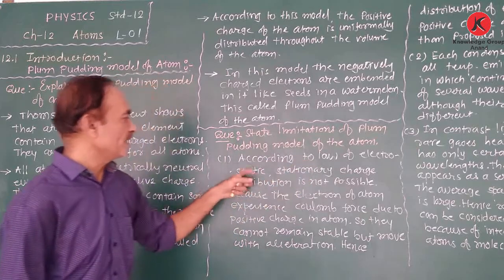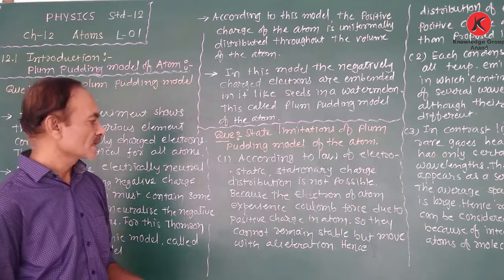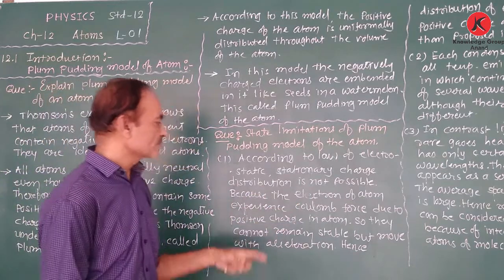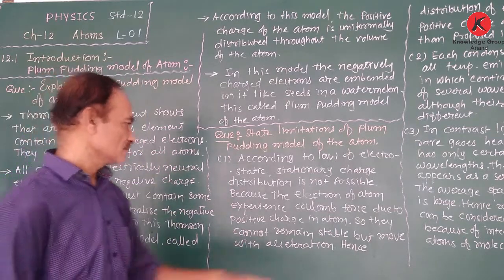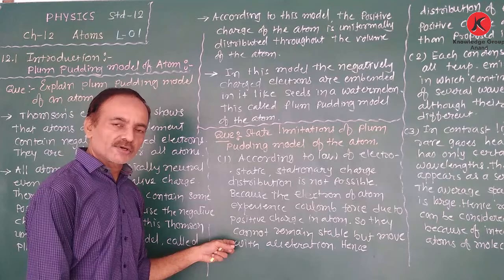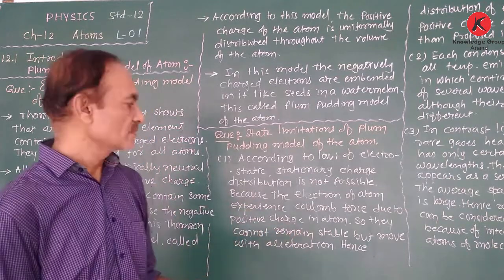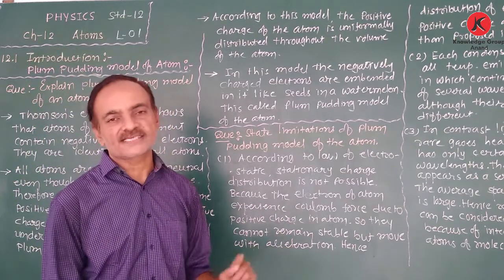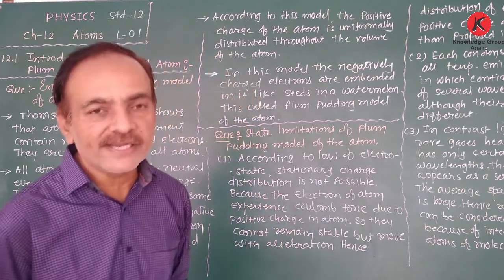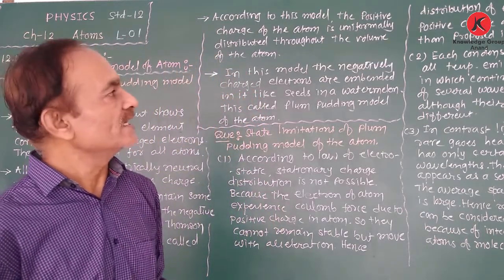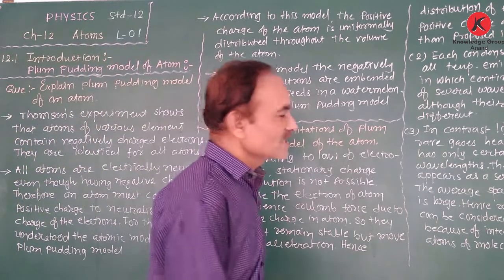Again, by the law of electrostatics, a stationary charge distribution is not possible because the electron of the atom experiences the Coulomb force due to the positive charge. So the electron and positive charge can't remain stable but move with some acceleration. Hence, the distribution of the electron and positive charge is very different from that proposed in the model. So there is the first limitation.